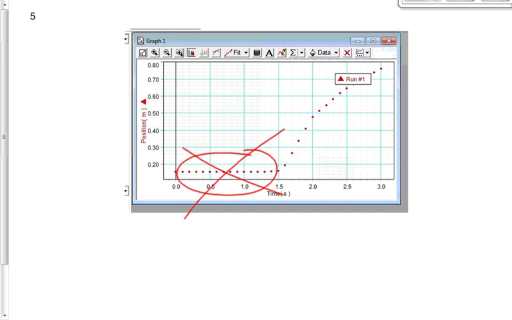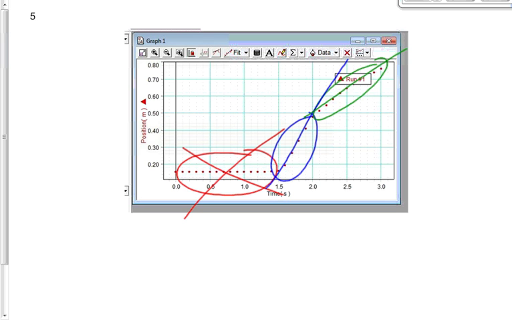Now there's two more distinct sections here. There's this one, and then there's this one. They seem to be fairly close to two straight lines, but with two different slopes. What do you think the first one represents? Yeah, right? The initial velocity, right?